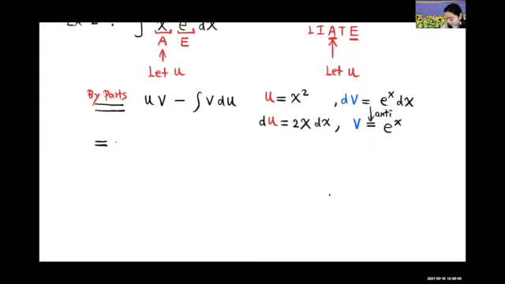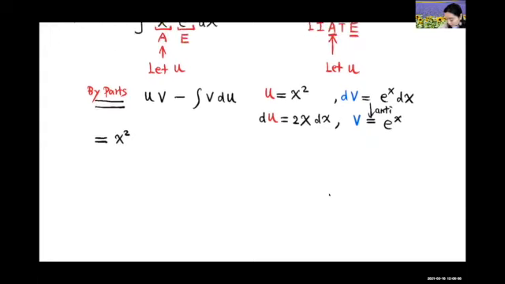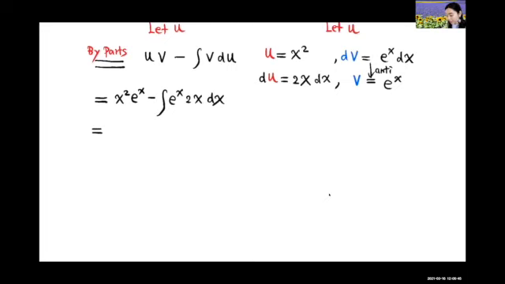So this will be x squared e to the x. Let's simplify this a little bit. So there, e to the x. Take out this constant multiple 2, and then x dx.